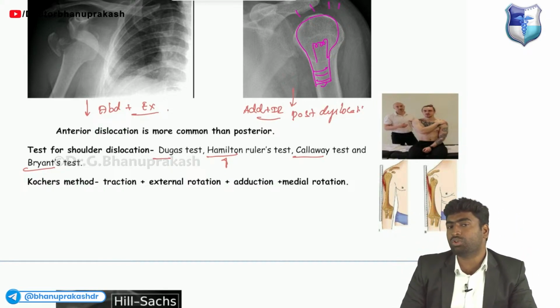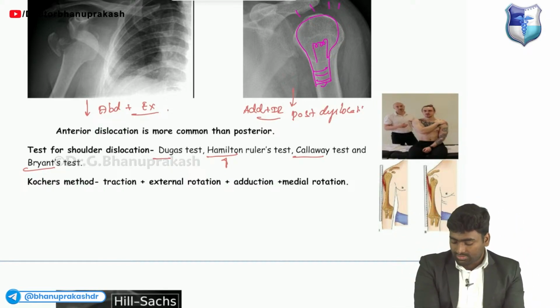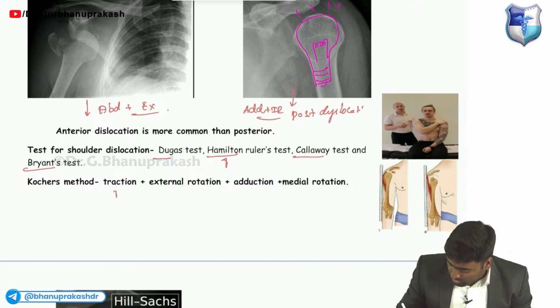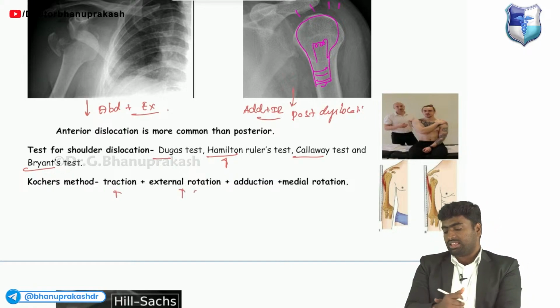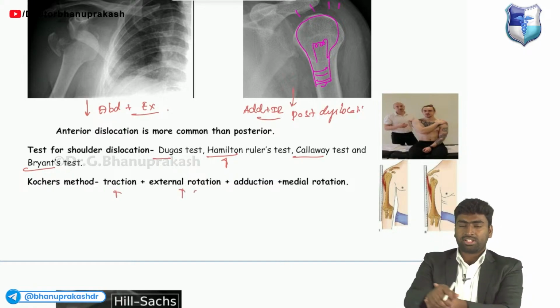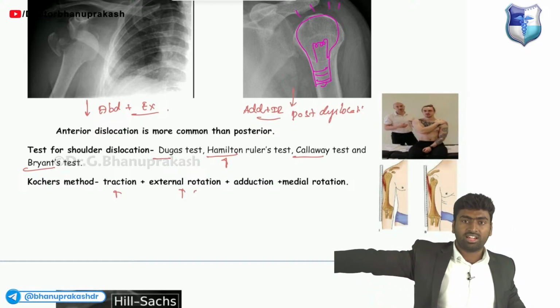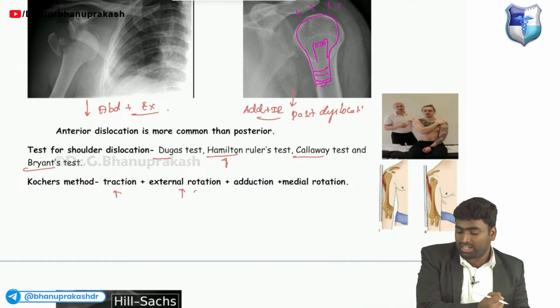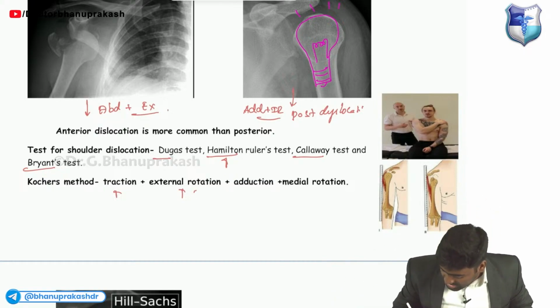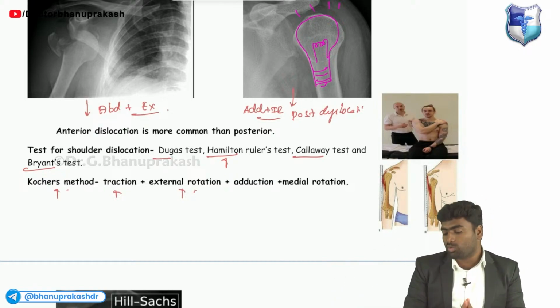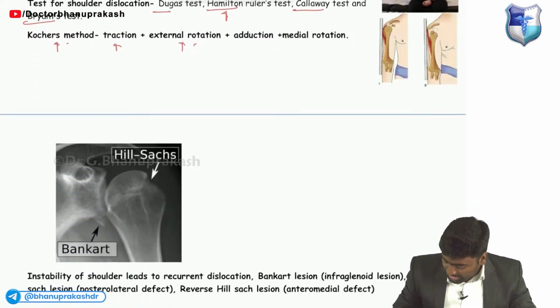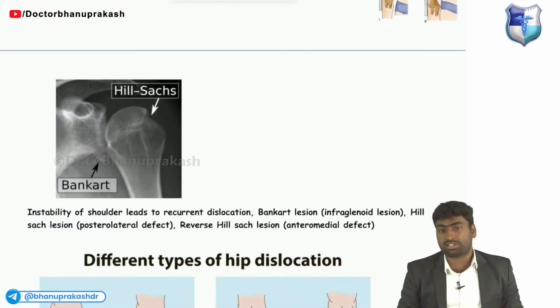And how will you reduce this? In the case of anterior dislocation, you will give traction first, then do more external rotation, and finally tell the patient to adduct, and you will medially rotate. It is known as Kocher's method of reduction. Remember just this much. Fine. And if there is any recurrent dislocation, then what will happen?